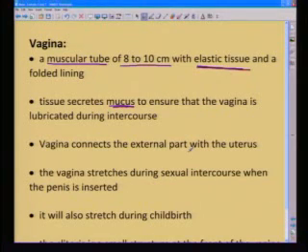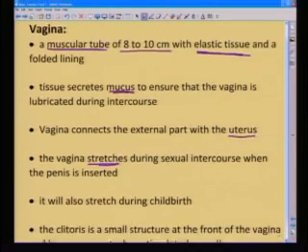The idea is to get the sperm cells through the cervix to the uterus, where the sperm cells will then swim up into the fallopian tubes, and if there is an egg, fertilize the egg cell. The vagina connects the external part to the uterus. Okay, the vagina stretches, people, during sexual intercourse when the penis is inserted. All right, it will also stretch during childbirth.